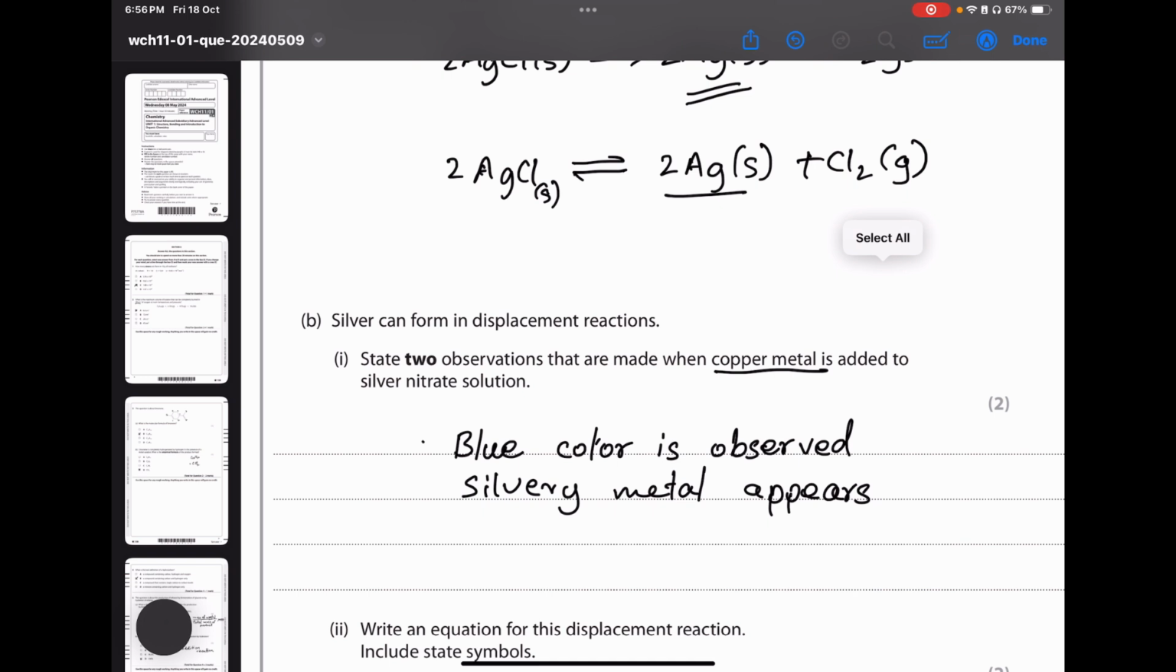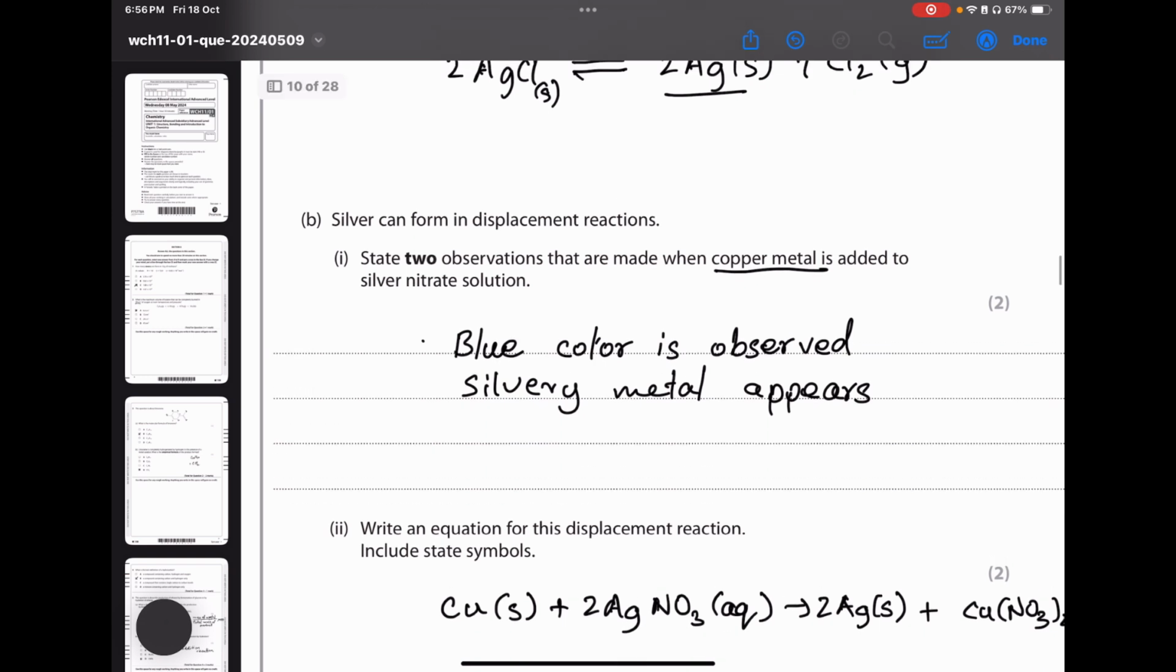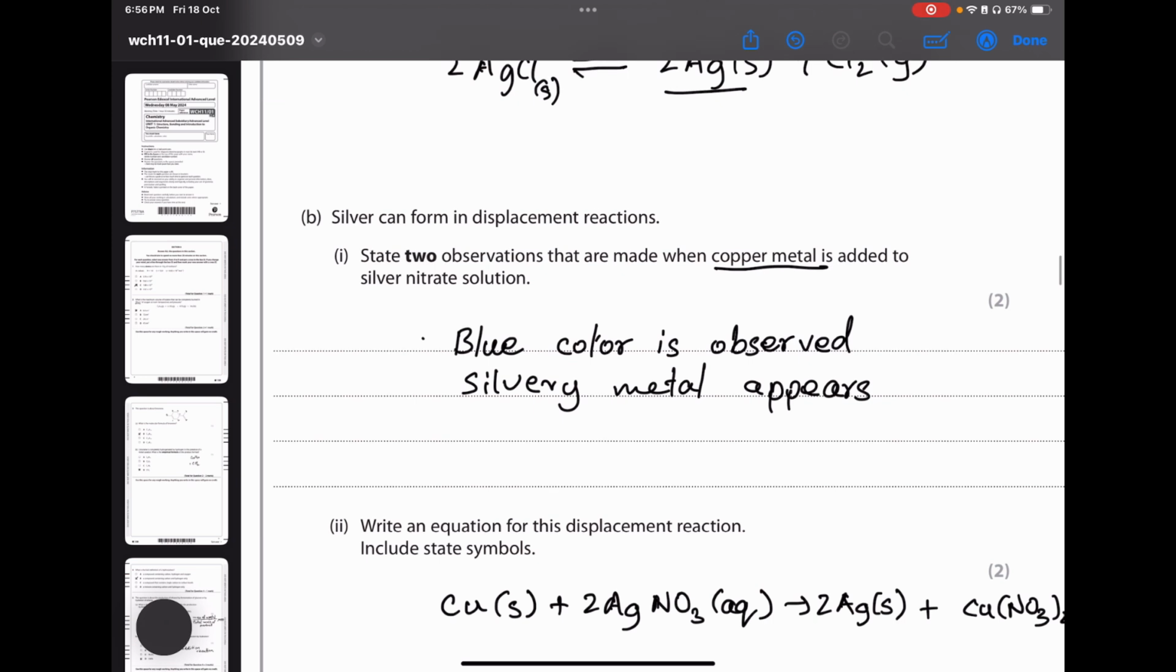Silver can form in displacement reactions. State two observations that are made when copper metal is added to silver nitrate. So you see, when copper metal is added to silver nitrate, the equation is written over here. What happens is copper is going to react with the silver nitrate and a blue color is going to be formed. This is due to the formation of copper nitrate, right? And the silver mirror appears because of the silver.